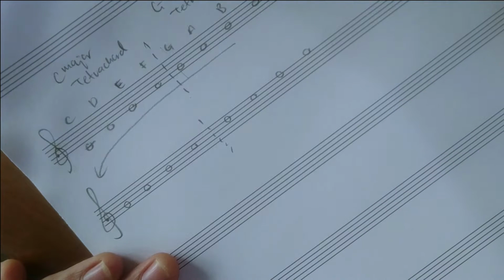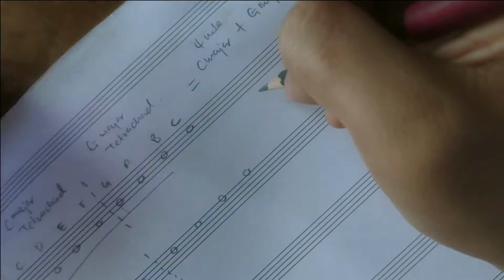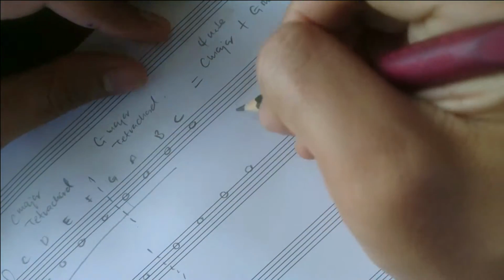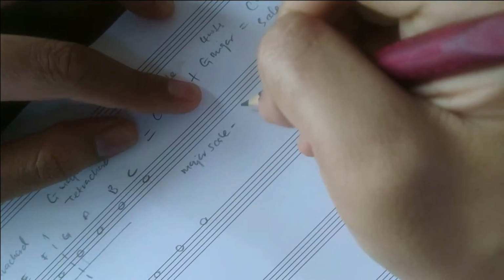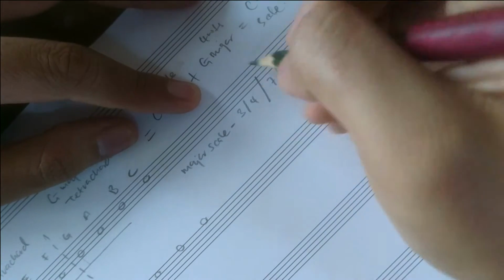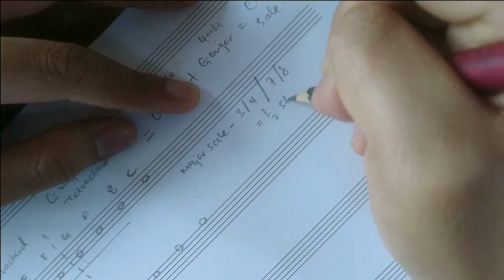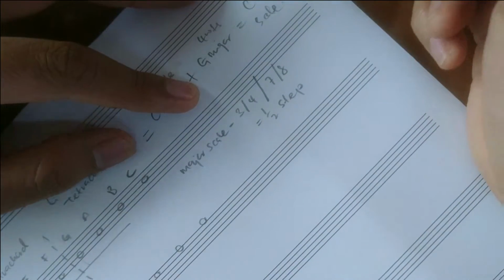Now, at this point, you have to remember the formula of the major scale. What is the formula of the major scale? Refer to my IG lessons. So the major scale: 3, 4, 7, 8 equals half step. The rest, one tone or one step.